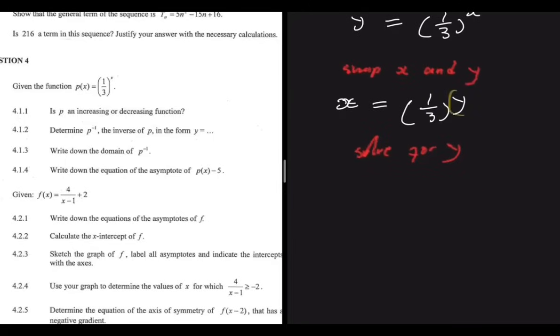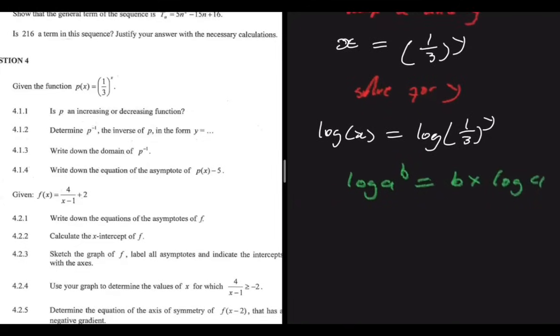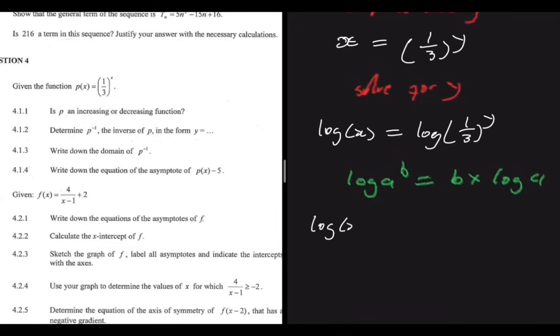y is up here. We have to bring it down by introducing log on both sides. So we're going to have log of x equal to log of 1 divided by 3 to the y. Now you just have to recall that under log laws, log of a to the b is equal to b multiplied by log of a. So if we apply that idea right here, we're going to have log of x equal to y log of 1 divided by 3.